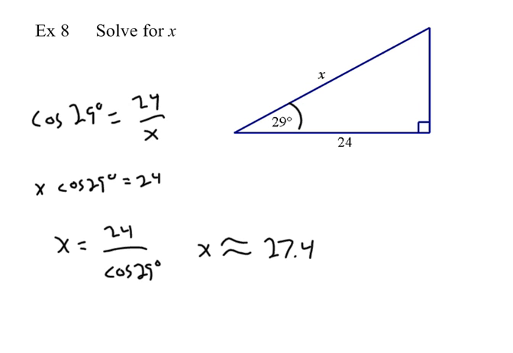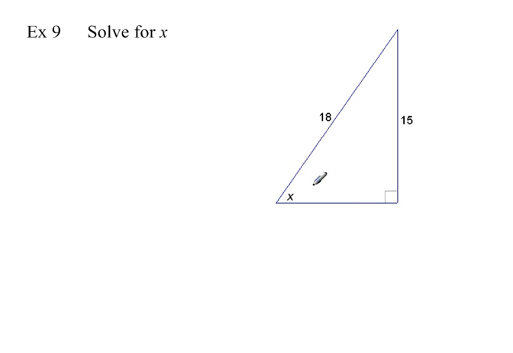Let's look at a couple more of these, and then we'll wrap up our notes. Notice the difference here. Now we're solving for x. Now, x is an angle measure. So from this angle, we have opposite and hypotenuse, so that's going to be sine. So we can say the sine of angle x equals opposite over hypotenuse.